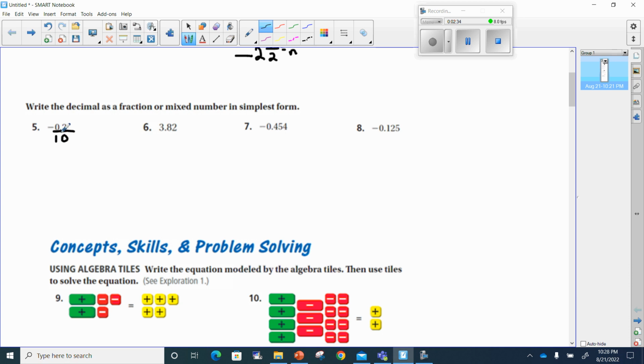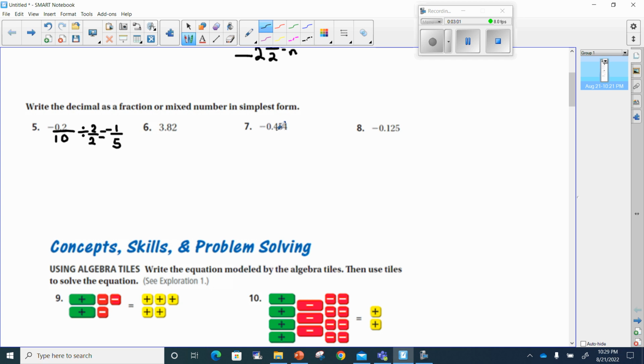So this is going to give me 2 over 10, negative 2 over 10 to be specific. Negative 2 over 10, well, we can divide both by 2 over 2, because 2 over 2 is 1, and 2 divided by 2 is 1, 10 divided by 2 is 5. This gives me negative 1 over 5 as a fraction.